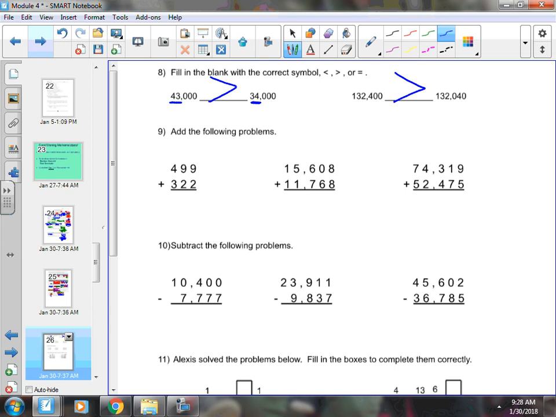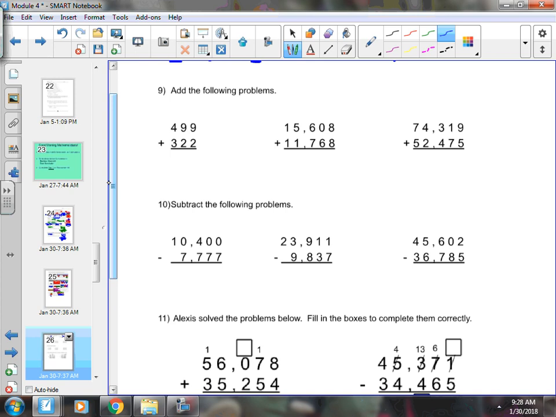Number 9, add the following problems. Number 10, subtract the following problems. Just make sure you check your steps. I know you all know how to add, you all know how to subtract, but it's easy to make a mistake if you're not being focused and checking what you're doing.